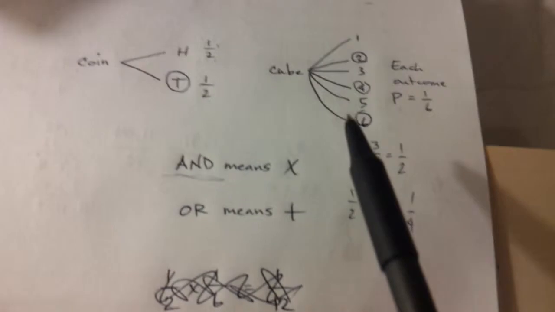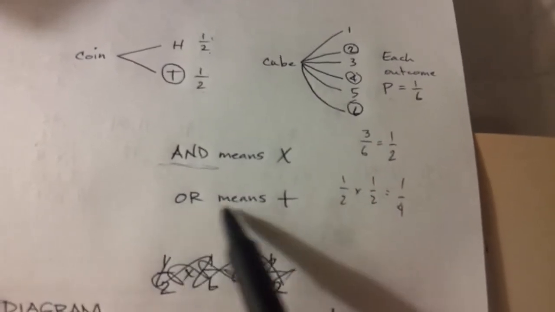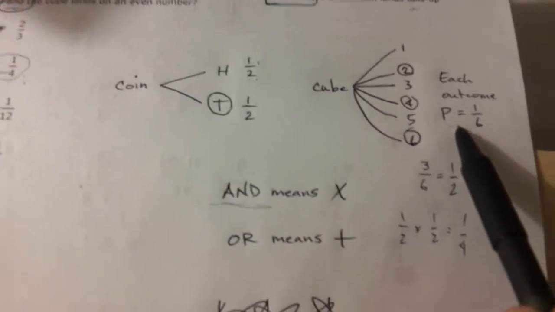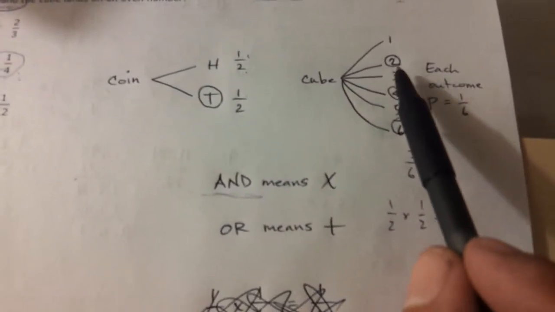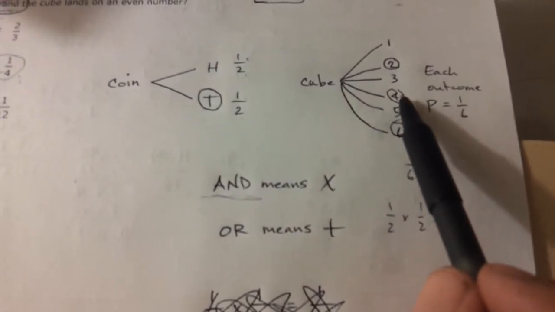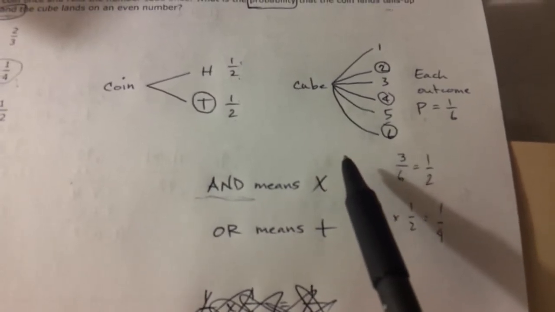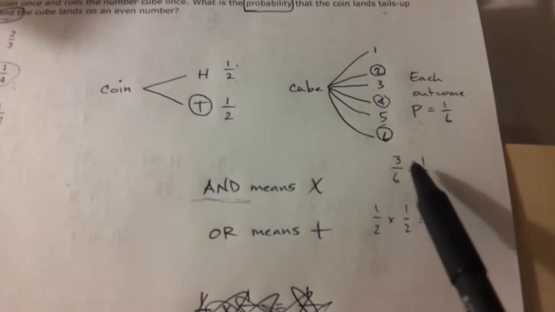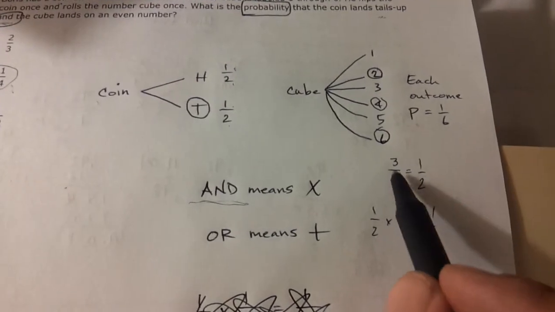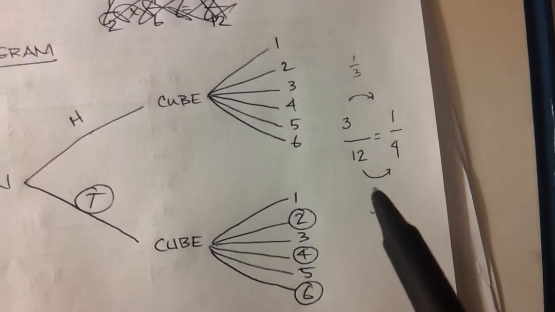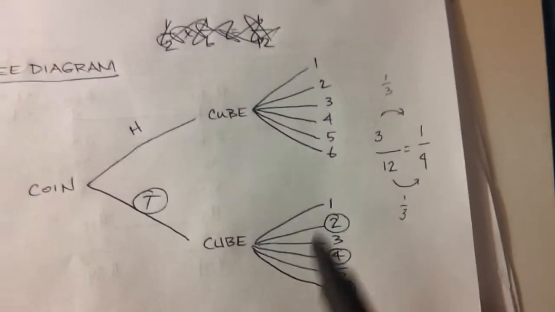Take another look up here. "And" means multiply, "or" means add. Each outcome is 1 out of 6. We just added the outcomes: 1 over 6 for 2, 1 over 6 for 4, 1 over 6 for 6. 1 plus 1 plus 1 is 3. 3 over 6 equals 1 over 2 with a scale factor of 1/3. Same way we did it down here. This is a great way to visualize it.